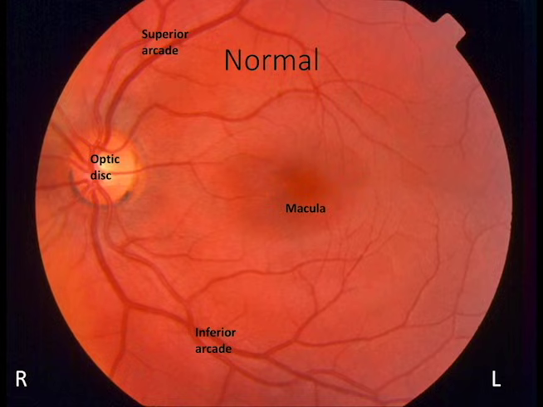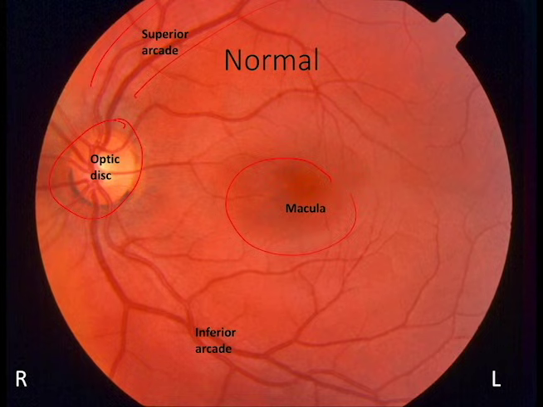So before we dive into the pathology that's found in the eye as a result of hypertension, let's review some normal anatomy. Here you can see the optic disc, here is the macula, here's the superior arcade, and here's the inferior arcade. You'll also notice that I've labeled the patients right and left at the bottom of the slide.